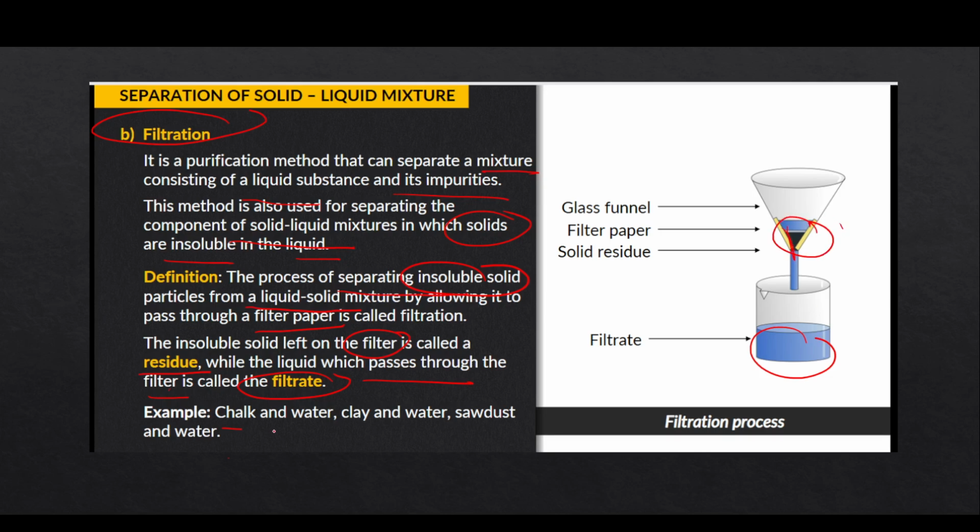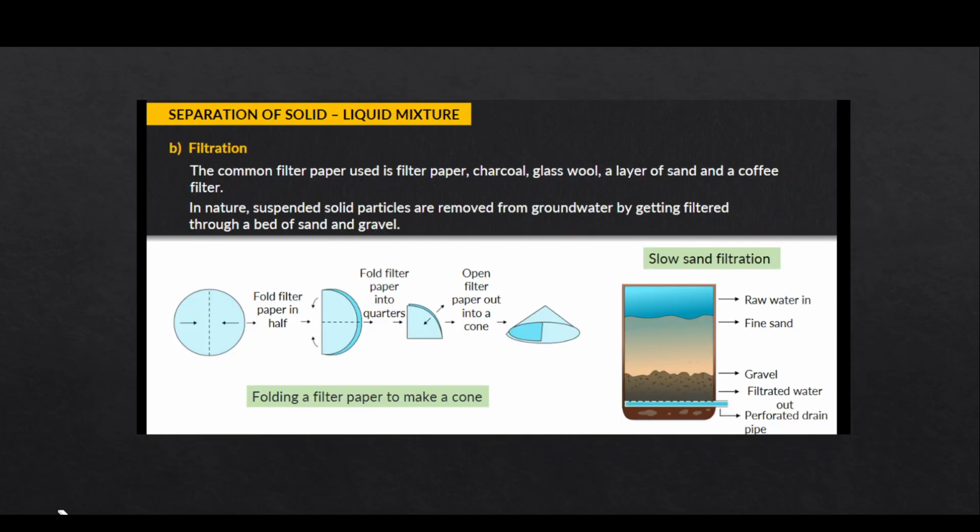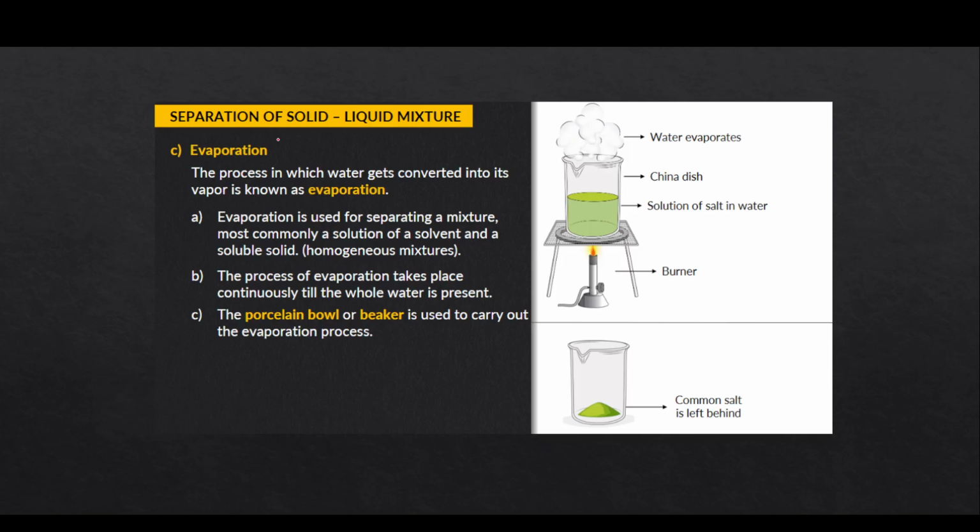For example, if you take chalk and water, the chalk will be the solid residue, and the filtered water will be the filtrate. Okay. So this is one of the purification methods that we can use to purify. Let's see the next one. So this is the setup for filtration. This is how the filter paper looks. We fold it, and this is how we use it. If we take sand and water, we can filter it out using filter paper.